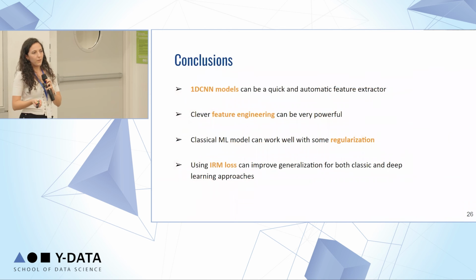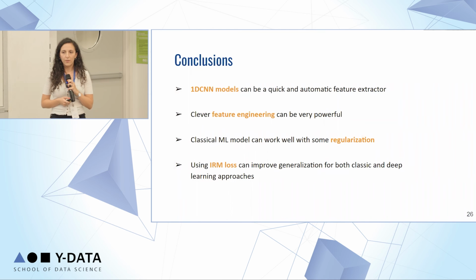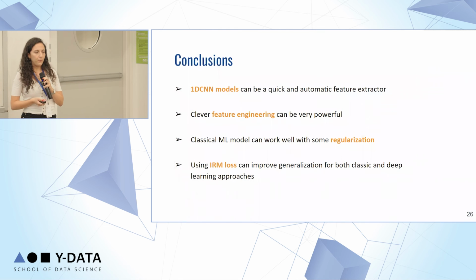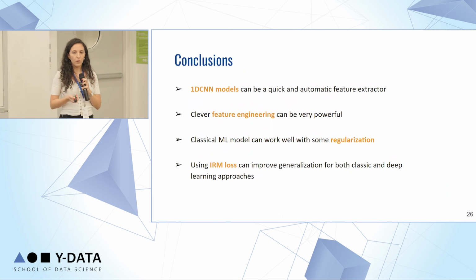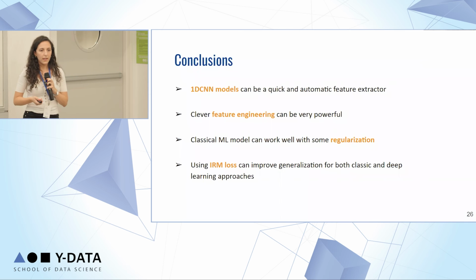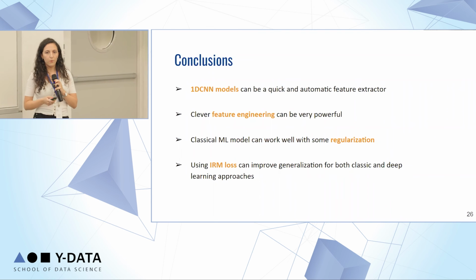Finally, let's wrap it up and talk about our conclusions. So we saw that 1D CNN models can be very quick and efficient feature extractors without all the manual handcrafting of features. On the other hand, clever feature engineering can be very powerful and enabled us to reach good results, as we saw specifically on the bonus goal, even with a simple model like logistic regression with some regularization. Adding IRM can improve generalization for both the classical and the deep learning approach significantly.